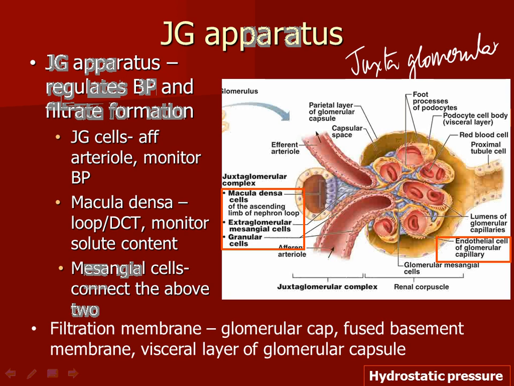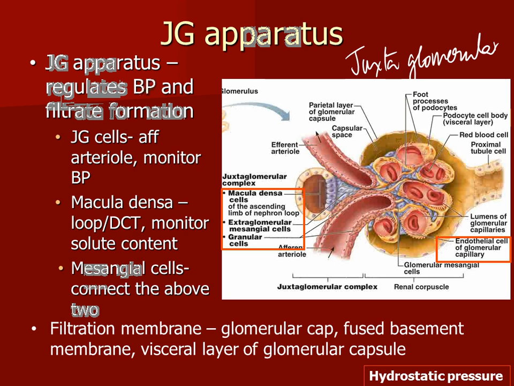The function of this JG apparatus, why is it important? It is because it regulates blood pressure and also regulates filtrate formation. You just saw that blood is filtered. So it regulates how much blood will be filtered, how much urine will be formed, how much solutes will be present, and so on. So that's what is meant by regulating blood pressure and filtrate formation.